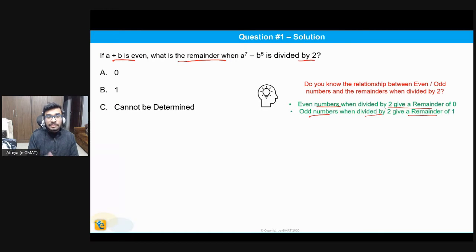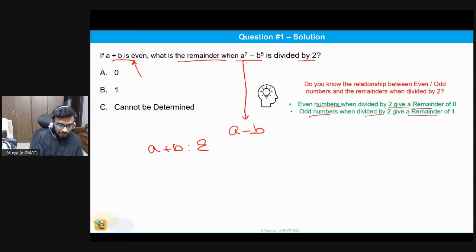The second step is to simplify what the question statement is saying. It's given a to the power 7 minus b to the power 7. And in the last slides, we already discussed that powers do not affect the even odd nature of the number. So a to the power 7 minus b to the power 7 is simply a minus b. Now, it's given that a plus b is even. If this is even, there are two possibilities: a is even and b is even, or a is odd and b is also odd.